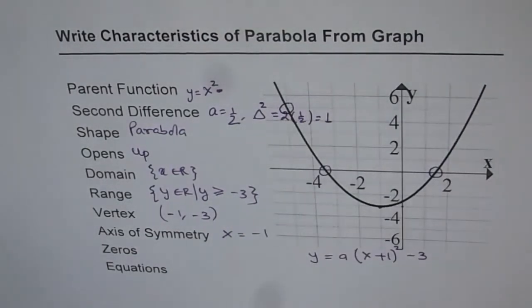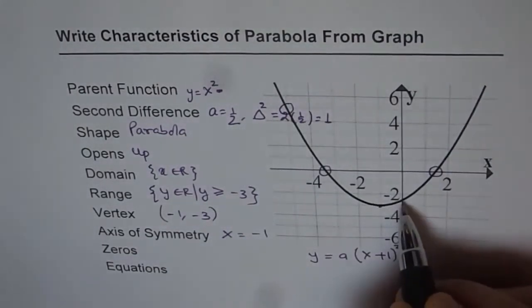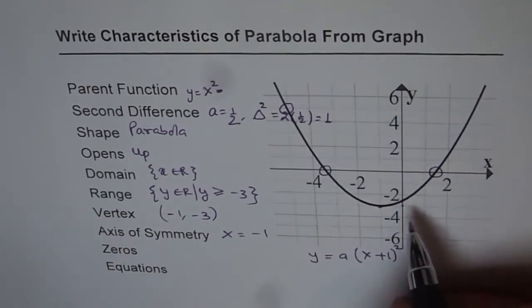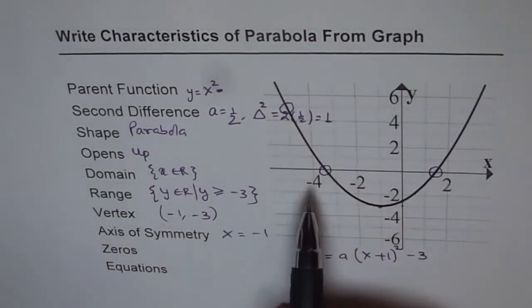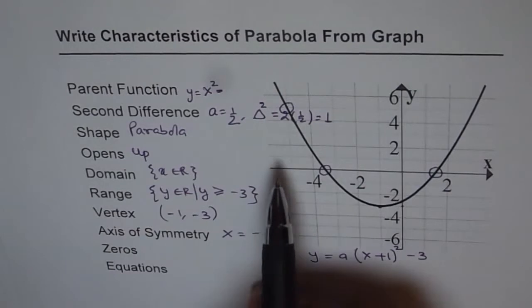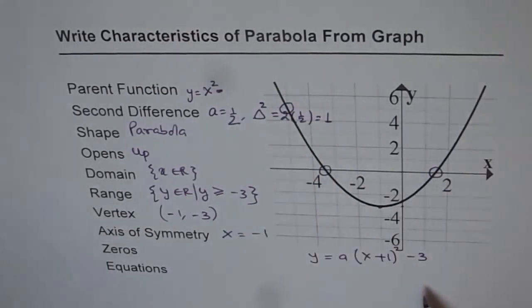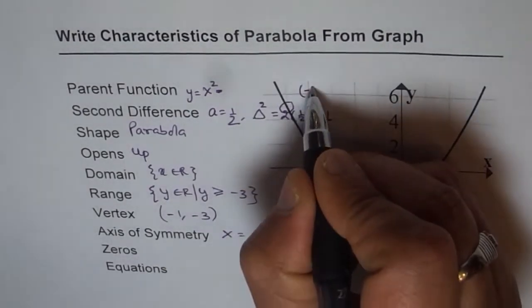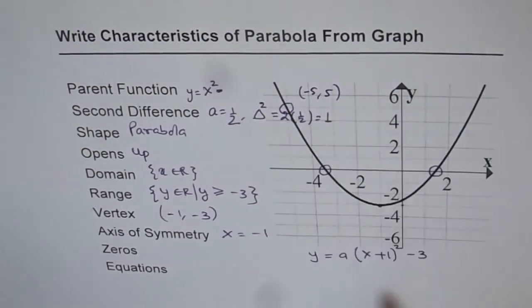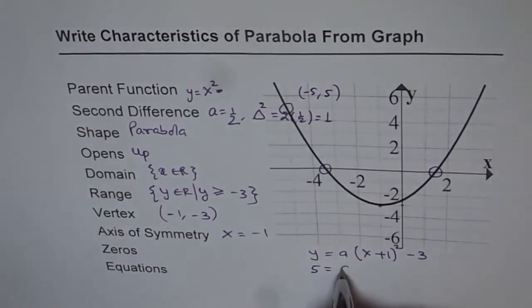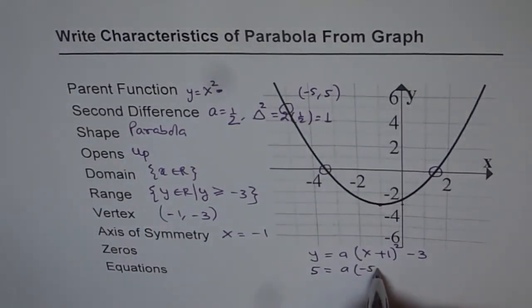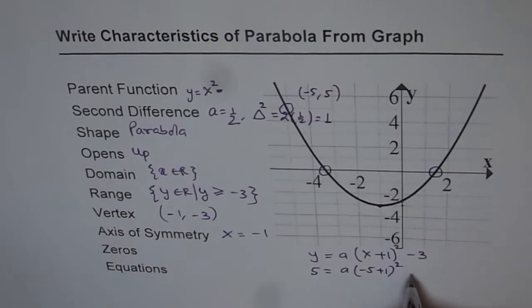Now to get a good point for the a value, we could take this point, which is not a bad value, or we could also take this half value. Anyway, let's take this one. This is at minus 5, the value is 1, 2, 3, 4, 5. So the point is minus 5, 5 for us. So we'll put 5 for y and try to calculate the a value.